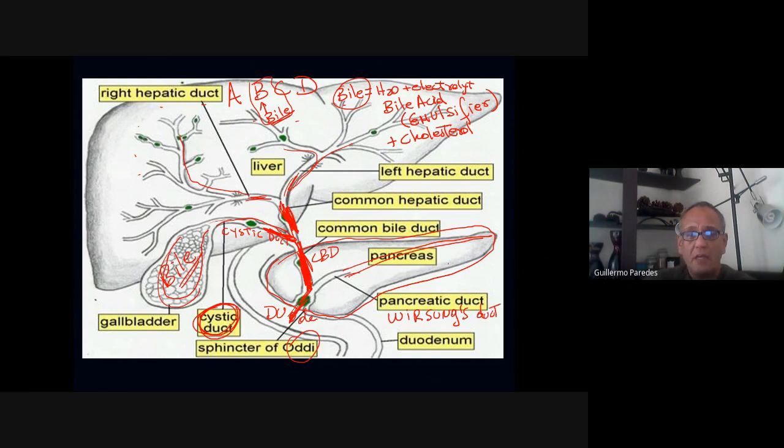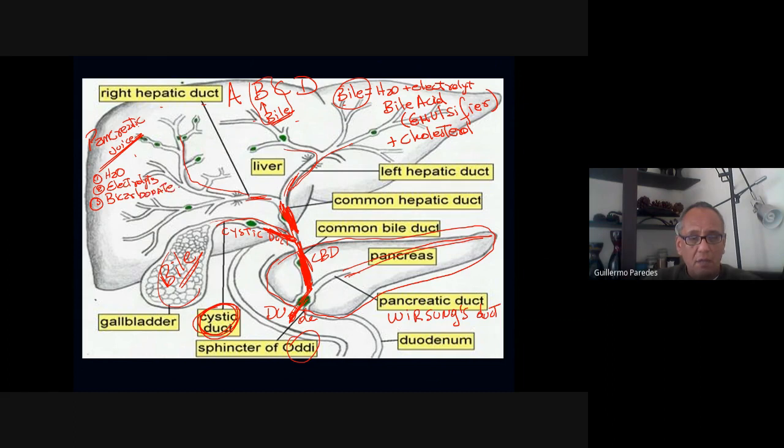Or pancreatic duct. What you need to remember is what this pancreatic duct is going to contain: the pancreatic juice. I don't have a space, so I'm going to put it here. What is the pancreatic juice? Number one, water. Two, electrolytes. Number three, bicarbonate. So important. Don't forget that. Bicarbonate. Question for the exam.